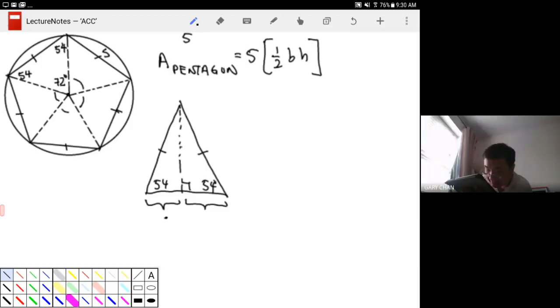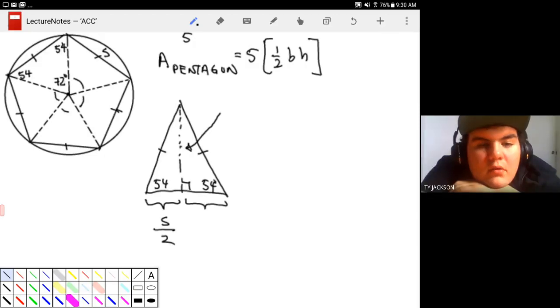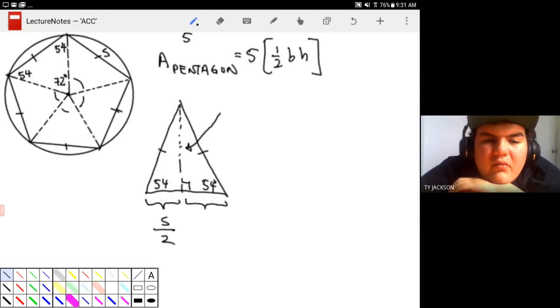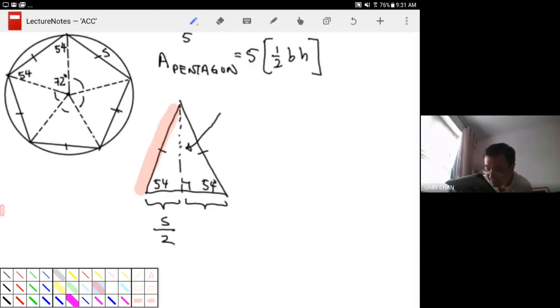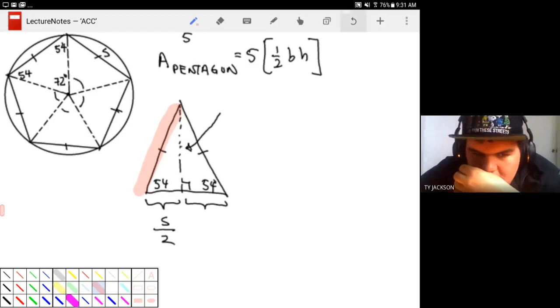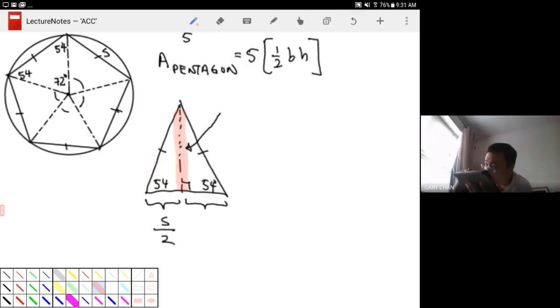It will be bisected, so that's length S/2. I need to know what is the length of the height here. How can I do that? We don't know the length of this side, so I'm putting it on the side. I agree with you, Ty. But we're trying to find this, right? And we know this length. This is S/2, right? How can I find the vertical?